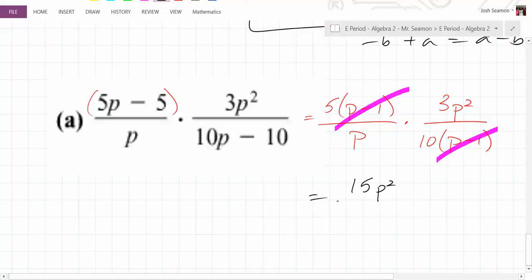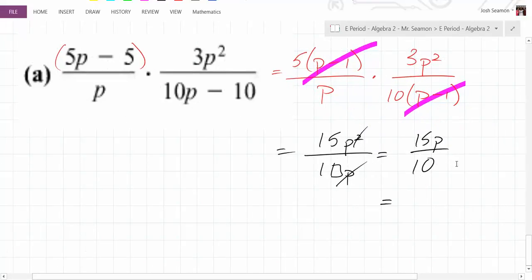15p squared over 10p. Am I done? No. What is one thing I can do to simplify that? You could cancel this. So what does that become? 15p over 10. And what else can I do? Simplify. So what's that going to be? 3p over 2.